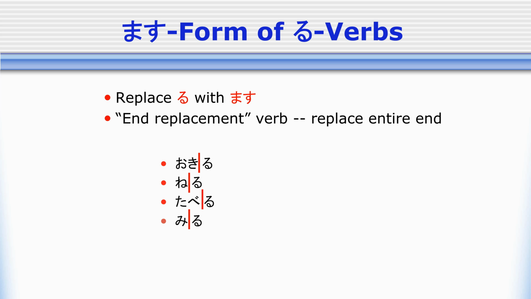So okiru, if we want to make it mas form, we just change it to okimasu. How about neru? What do you think? Nemasu. How about taberu? How can we change it? Tabemasu. And miru, how can we change it? Mimasu. That's right. So okiru, drop the ru, add mas, okimasu. Neru, nemasu. Taberu, tabemasu. Miru, mimasu. It's very straightforward.